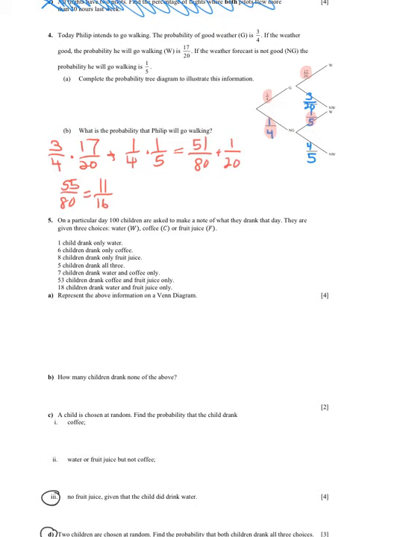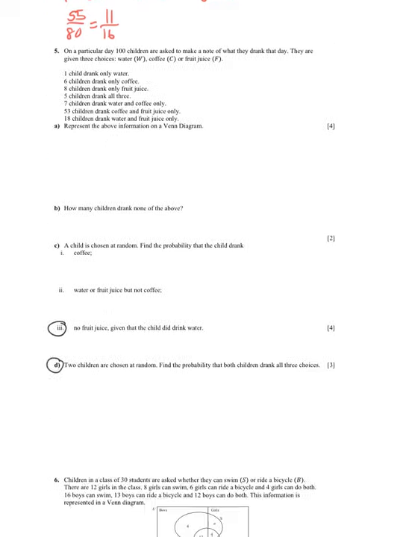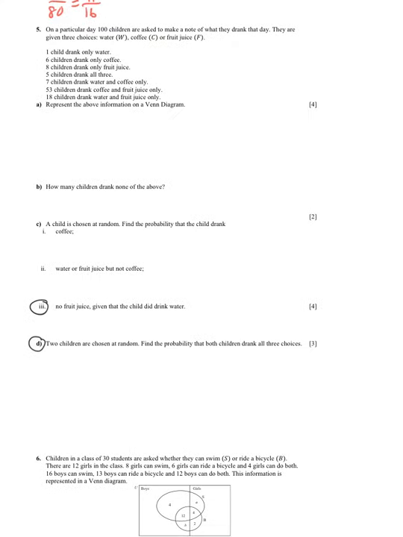All right, that's problem 4, but that's an IB question. This is probably a paper 1 question right here. All right, problem 5. On a particular day, 100 children are asked to make a note of what they drank that day. So we have to represent a Venn diagram. And this one is a great example of they really make it very clear what they want you to do with the Venn diagram, which is really nice if you ask me.